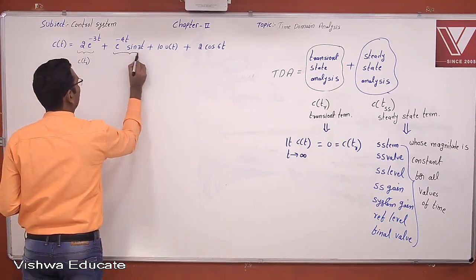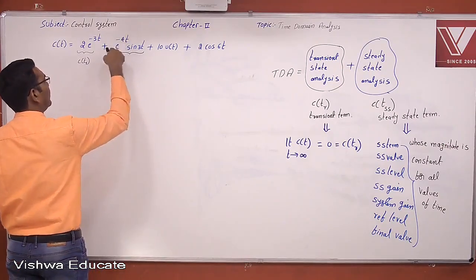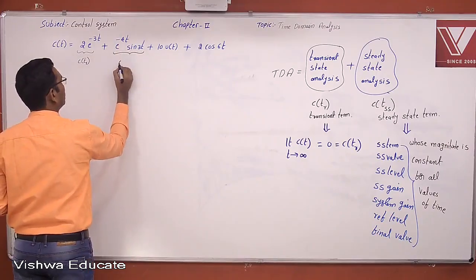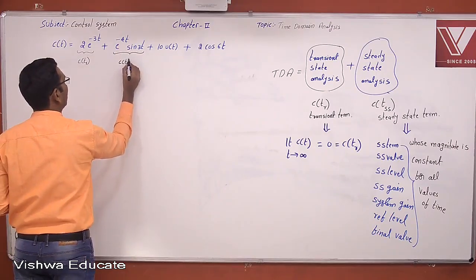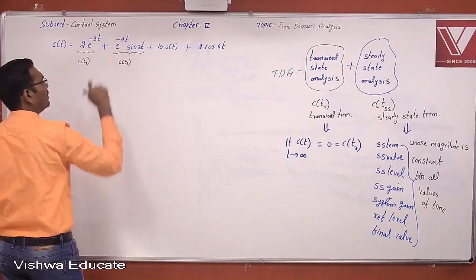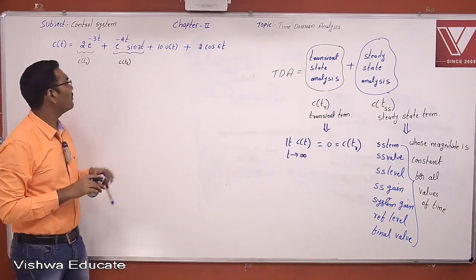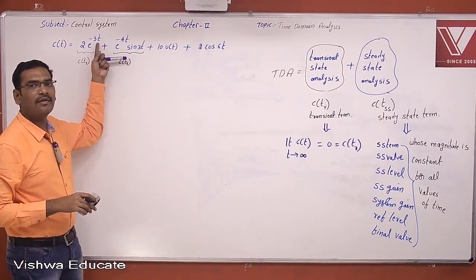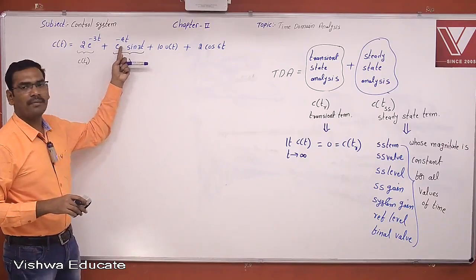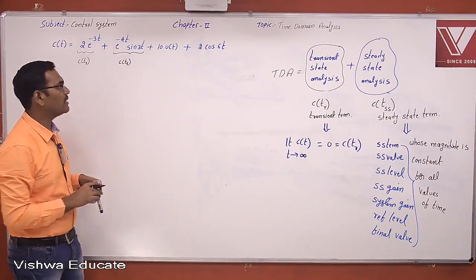This is also. If you substitute t tends to infinity, e power minus infinity is 0. This is called a transient term. If you substitute t tends to infinity, this value will become 0, since e power minus infinity equals 0. This is the transient term.